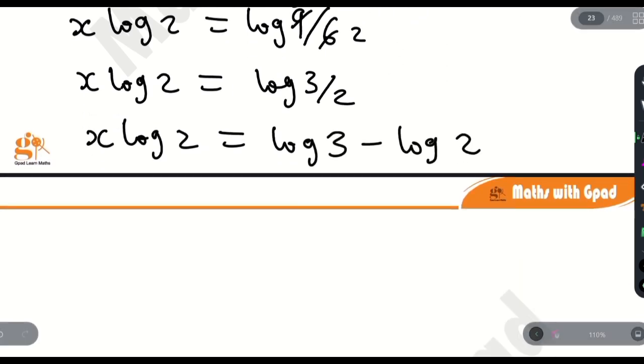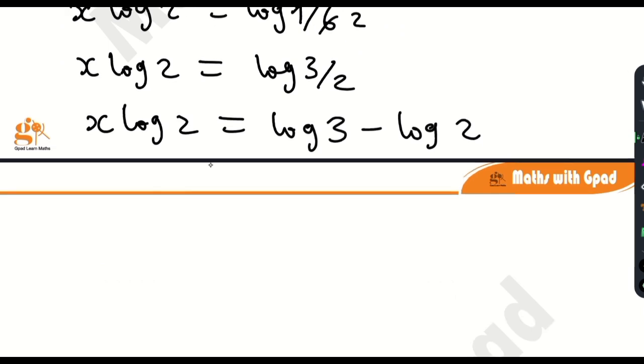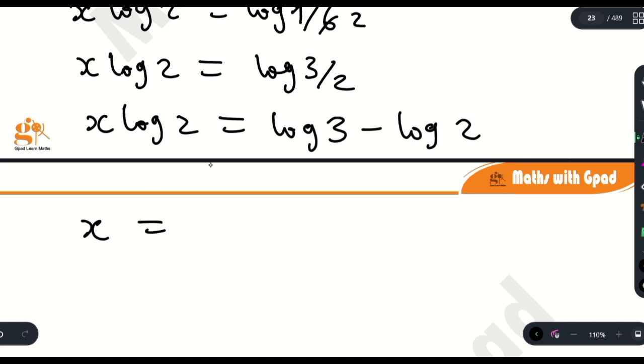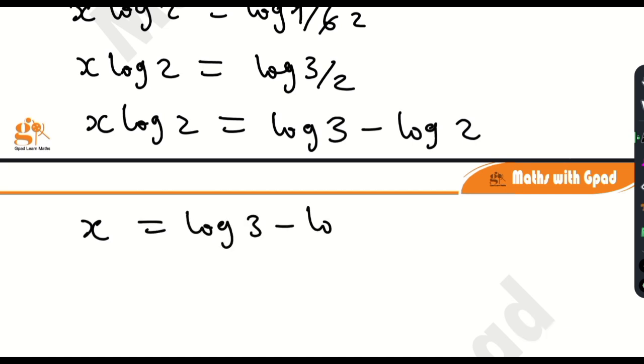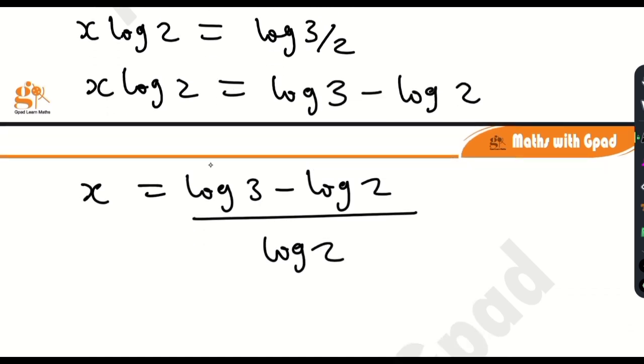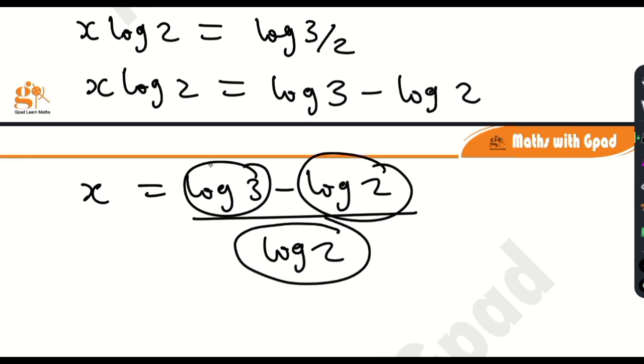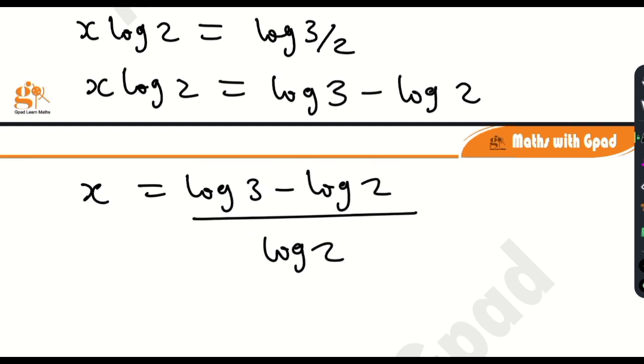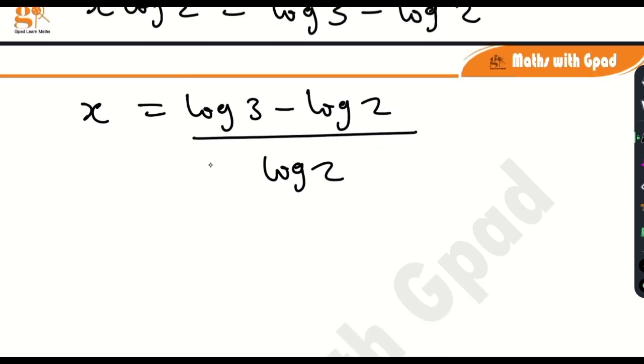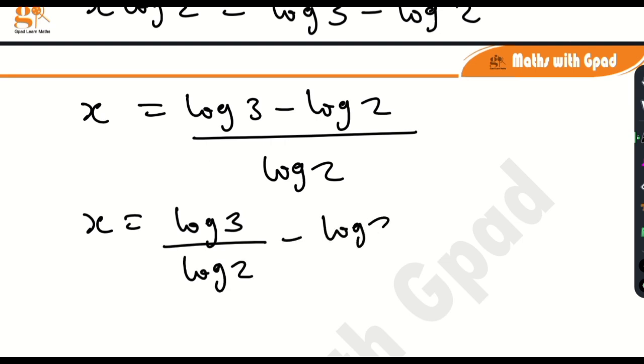Now the next thing I'll do obviously is to divide both sides by log 2. Let's do that. So x is equal to log 3 minus log 2, all divided by what? Log 2. But you know that I can split this. I can make this divide this, and this also divide this. Of course, we can do that. So I'm going to write x is equal to log 3 over log 2 minus log 2 over log 2.